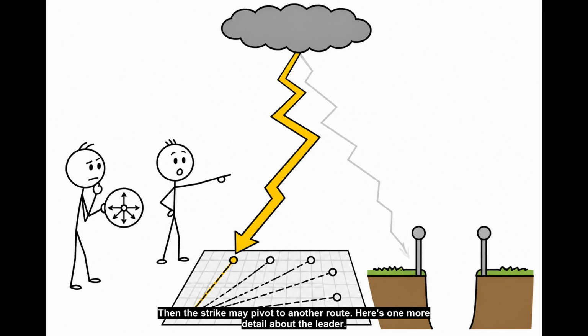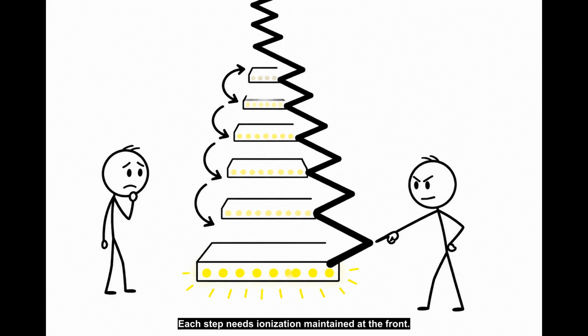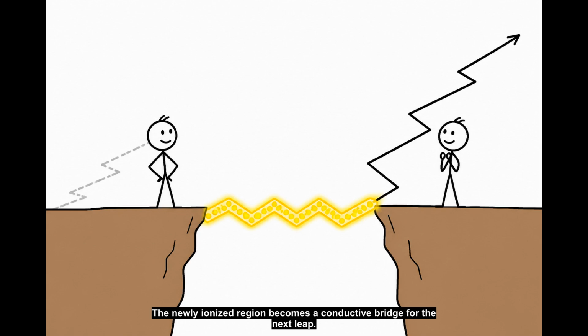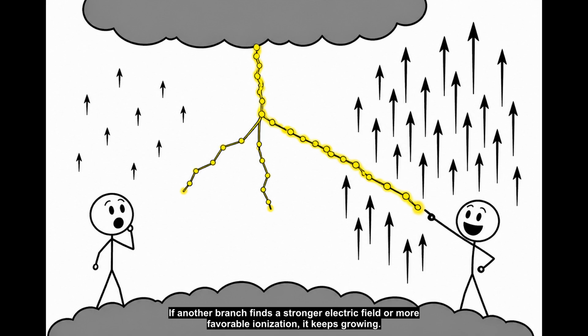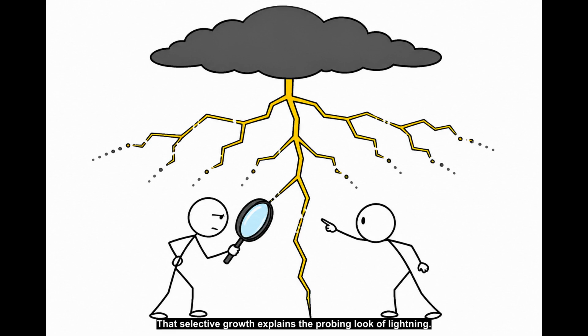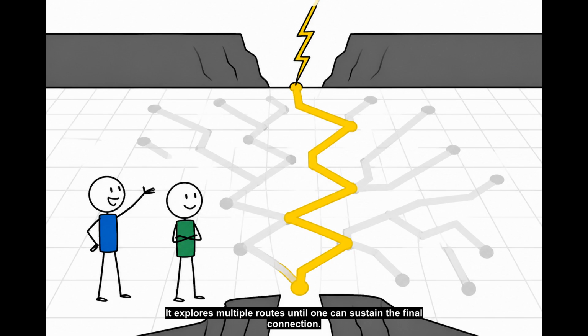Here's one more detail about the leader. Each step needs ionization maintained at the front. The newly ionized region becomes a conductive bridge for the next leap. If a branch reaches air that can't support further ionization, it fades. If another branch finds a stronger electric field or more favorable ionization, it keeps growing. That selective growth explains the probing look of lightning. It explores multiple routes until one can sustain the final connection.